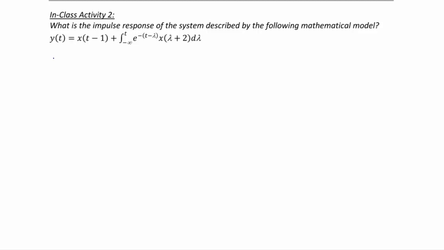What is the impulse response of the system described by the following mathematical model? The input is x of t, the output is y of t, and the function is y of t equals x of t minus 1 plus the integral from negative infinity to t, e to the negative t minus lambda, x of lambda plus t d lambda. So we're going to replace y of t with h of t, which represents the impulse response. And we're going to replace x of t with the impulse function.